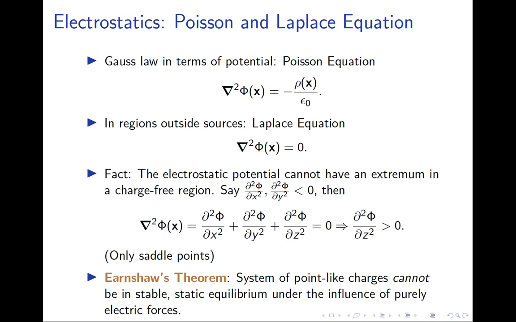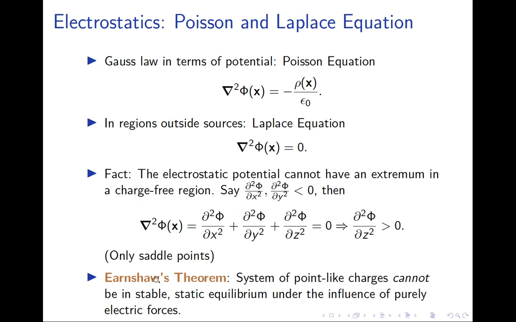And this also leads to another important result, the fact that there cannot be any local maxima or minima in a charge-free region. So where the extrema end up is exactly at the location of the charges. So a positive charge will keep on moving till it reaches the negative charge, or if it's a negative charge, it will keep moving till it reaches the positive charge.